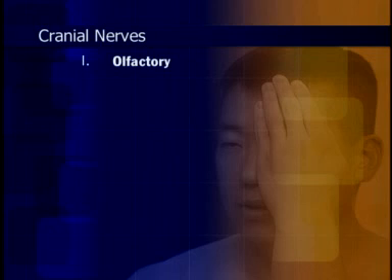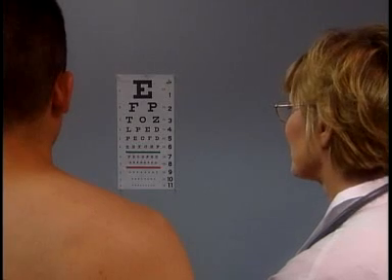Next, you may wish to perform a brief assessment of the cranial nerves. Cranial nerve 1, the olfactory nerve, is typically not tested unless a neurological problem is suspected. In the head-to-toe assessment, cranial nerve 2, the optic nerve, can be assessed with a test for visual acuity.